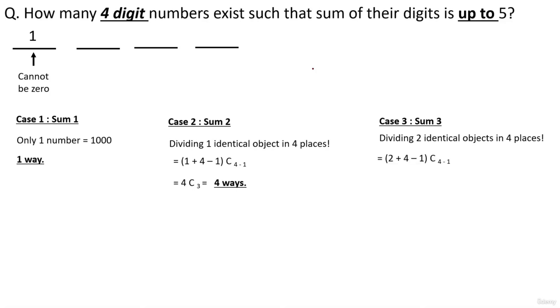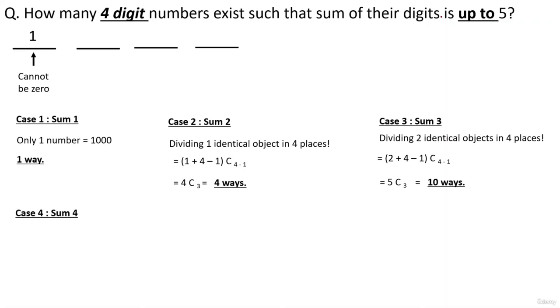This can be done in 2 plus 4 minus 1, C4 minus 1 ways. This is nothing but 5C3. 5C3 is nothing but 10 ways, isn't it? Okay, so you can check, there'll be 4-digit numbers, with 10 possibilities. Sum of the digits 3: 1020, 1002, 1200, right? All of that. Okay, 1011, 110, 1110, all that.